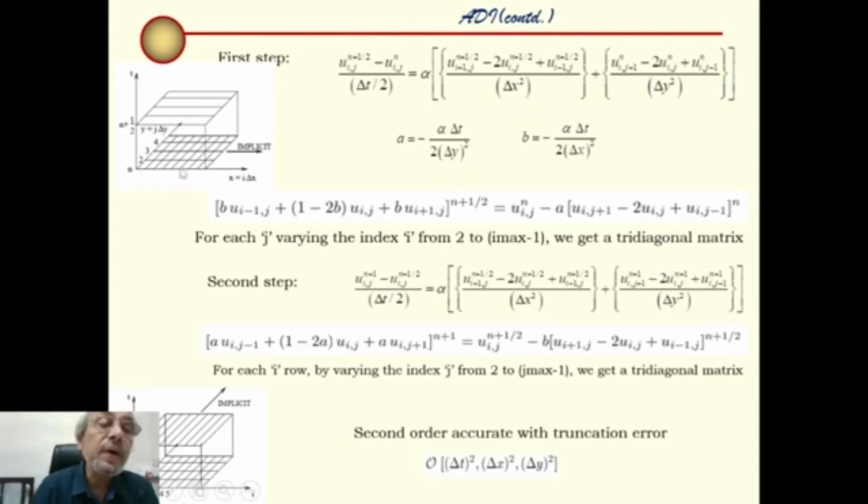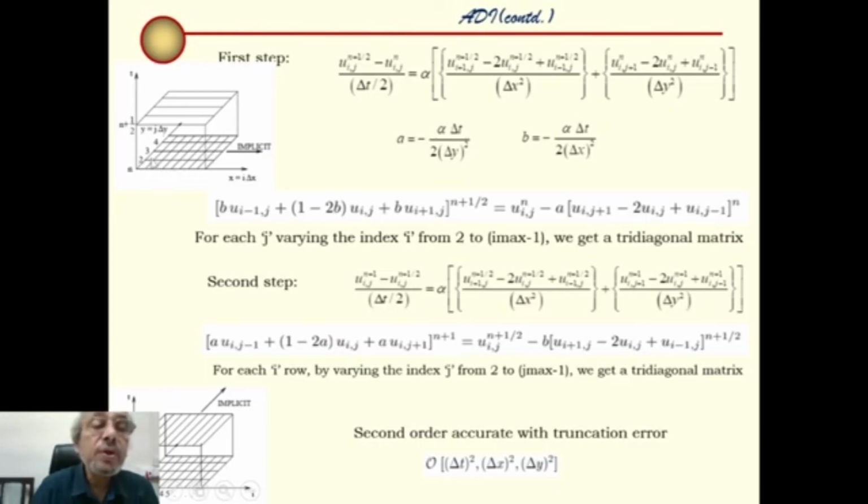So at the nth level everywhere the value is known, and we are calculating at the n plus half level. At the n plus half level, for j equal to 1, all these values are known because they are boundary values. At j equal to 2, if we take i equal to 2, we will get u at 1j, at 2j, at 3j as an equation. Similarly, i equal to 3 gives u 2j, u 3j, u 4j, and here j is fixed.